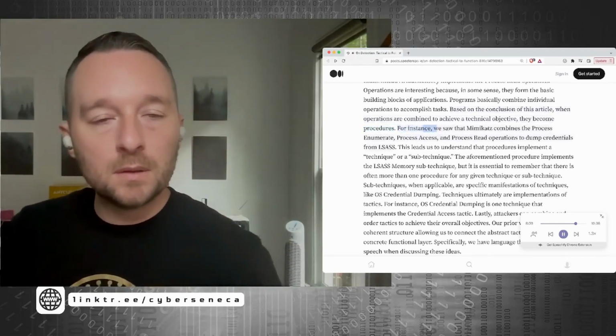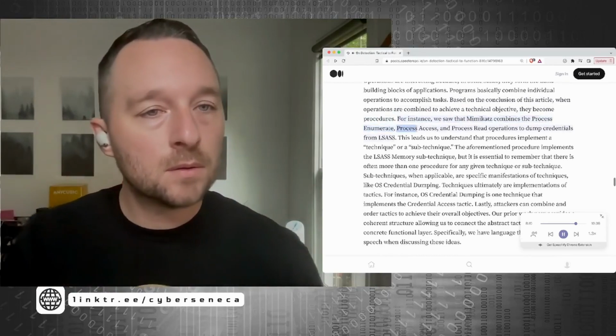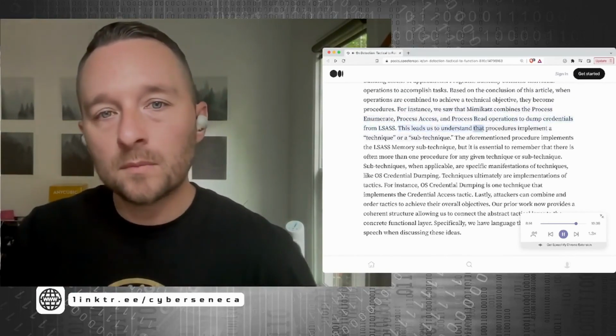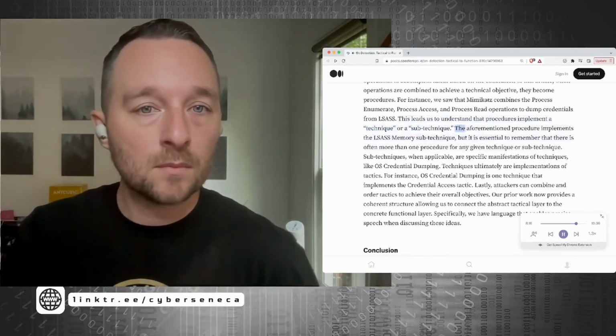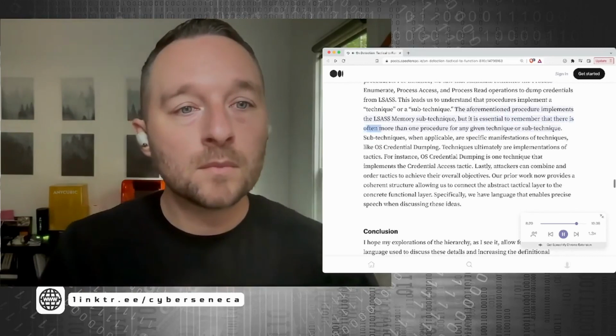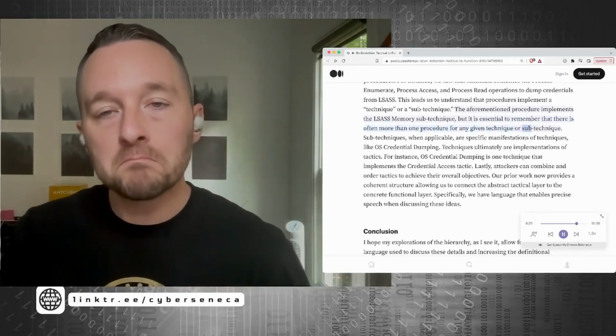Procedure. For instance, we saw that Mimikatz combines the process enumerate, process access, and process read operations to dump credentials from LSASS. This leads us to understand the procedures implement a technique or a sub-technique. The aforementioned procedure implements the LSASS memory sub-technique, but it is essential to remember that there is often more than one procedure for any given technique or sub-technique.